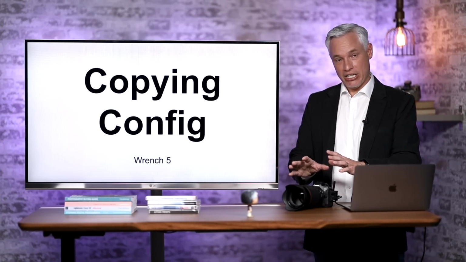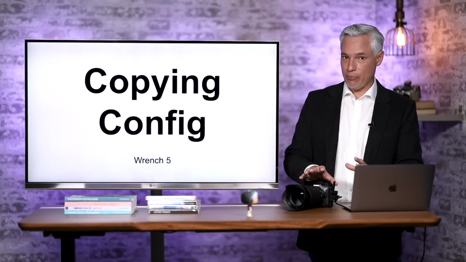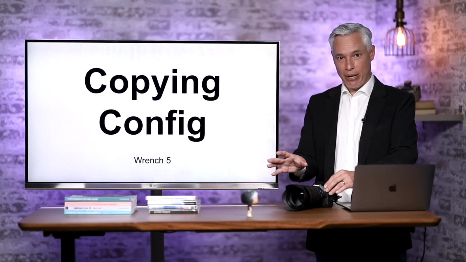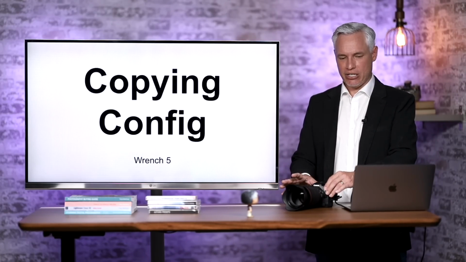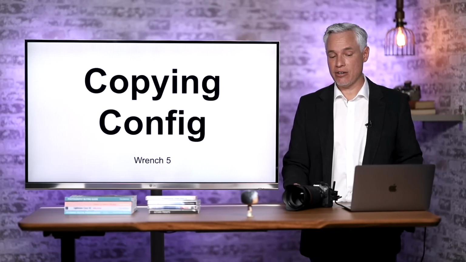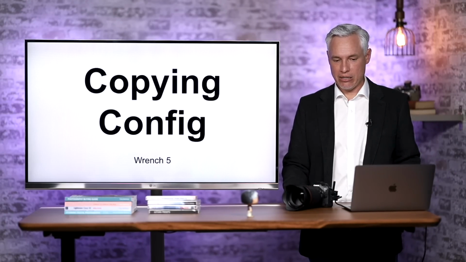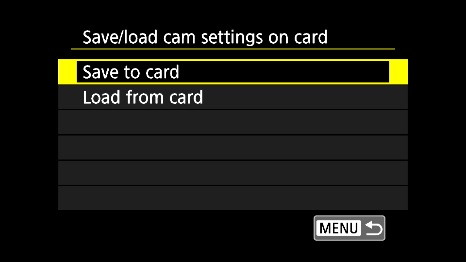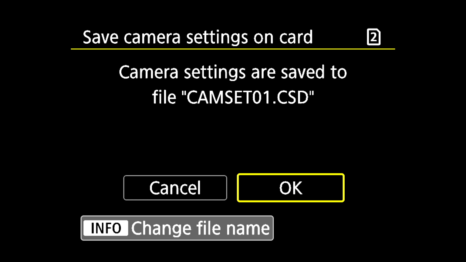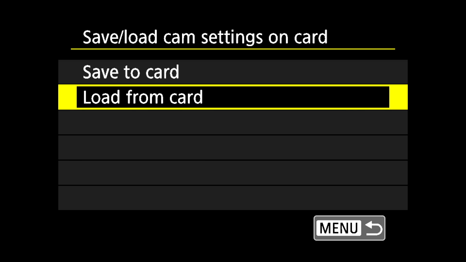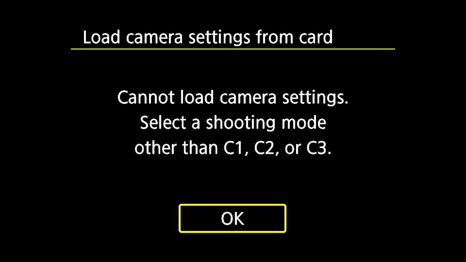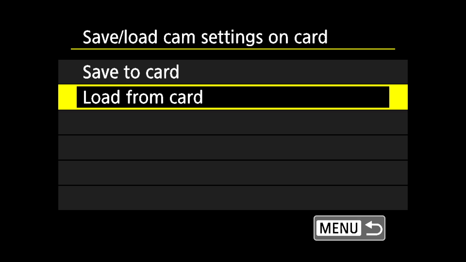If you have all these settings and you get them right, you might get a backup body, or you might replace the body or send it off to Canon for service and get a loaner camera. You should save your settings to the memory card. Hit the menu button, wrench page 5, save load, and then select save to card. It saves it. Later you can go back to that same menu option and choose load from card. Obviously you can't be in C1.